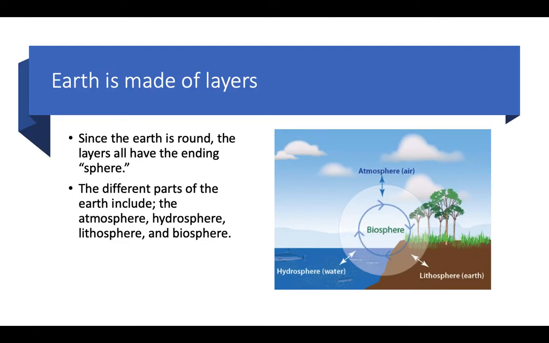So, Earth is made of layers. Since the Earth is round, the layers all have the ending sphere. A sphere is a shape, okay? It's a 3D shape. If you think of, let's say, a basketball, that's a sphere. A soccer ball is a sphere, okay? The Earth is a sphere, okay? The different parts of the Earth include the atmosphere, the hydrosphere, the lithosphere, and the biosphere. And in the next couple slides, we're going to talk about each of those four Earth systems.